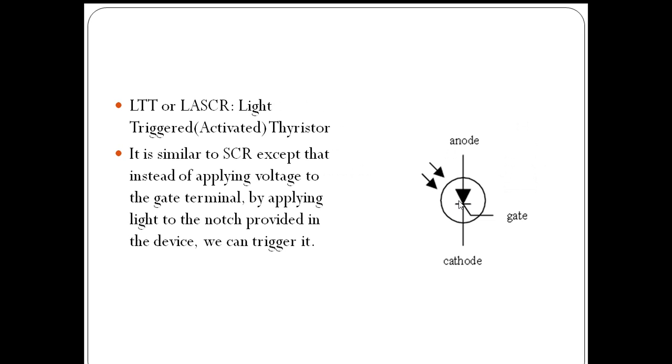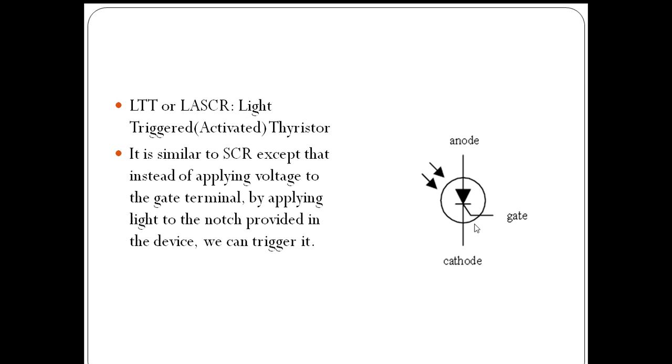And the next one is LTT. LTT is also like an SCR. It has three terminals: anode, cathode, gate, and the triggering of the LASCR is with respect to light. When light rays fall on the notch provided on the LASCR, the SCR triggers and conduction from anode to cathode takes place.